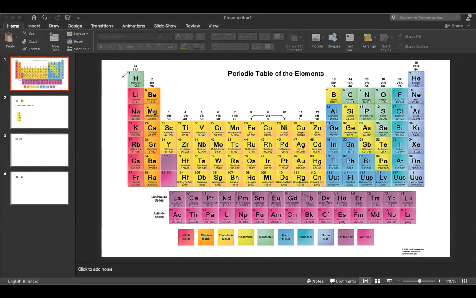This is 1, this is 2, this is 3, this is 4, this is 5, 6, 7. Am I making sense? Because these ones are found here. Don't worry, these ones are found here. You only have 7 periods of the periodic table.